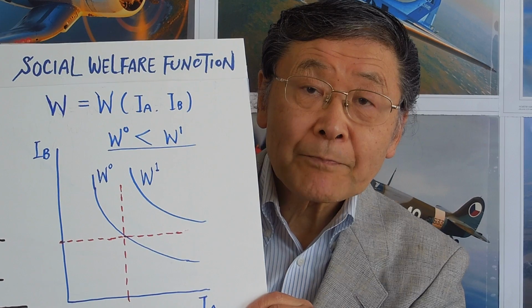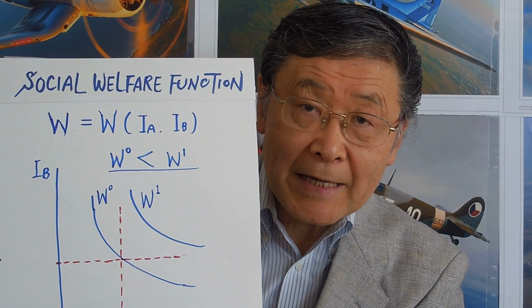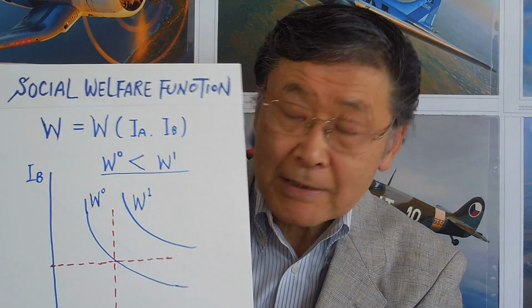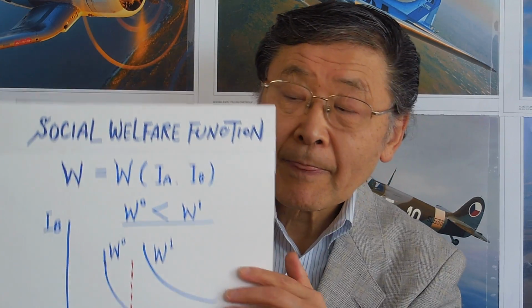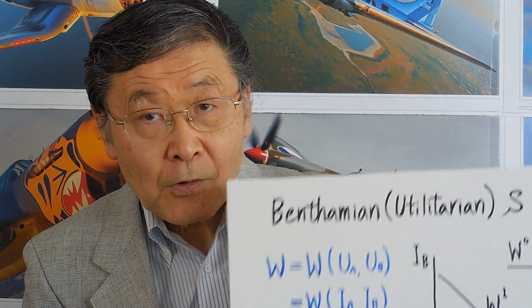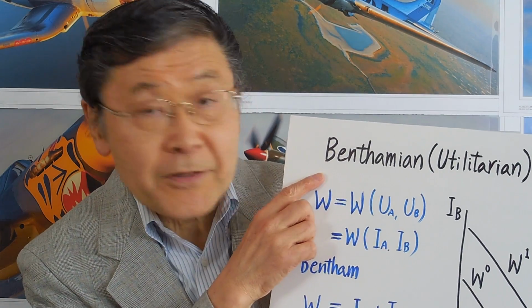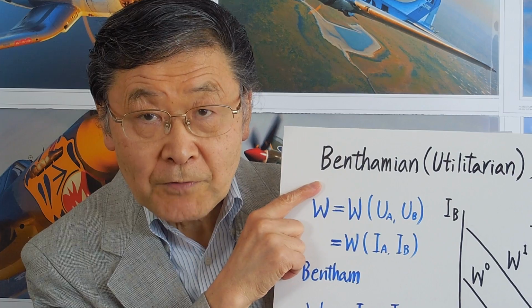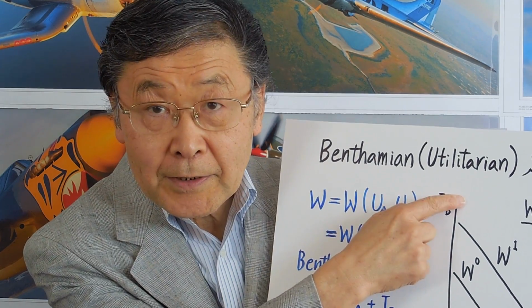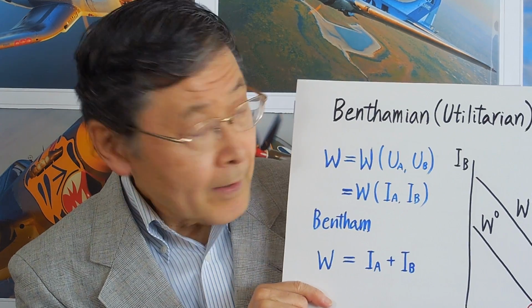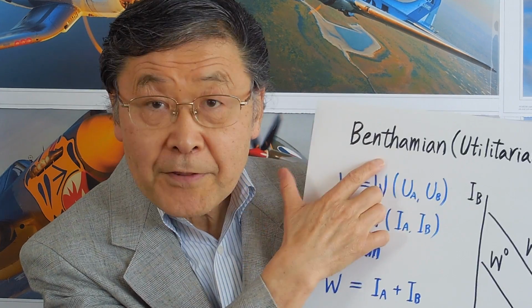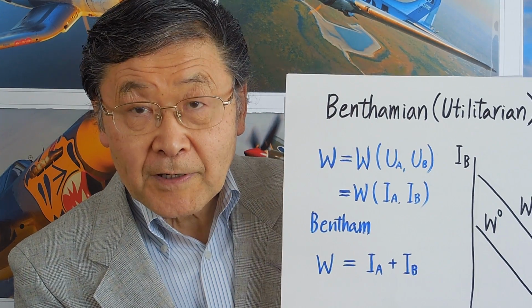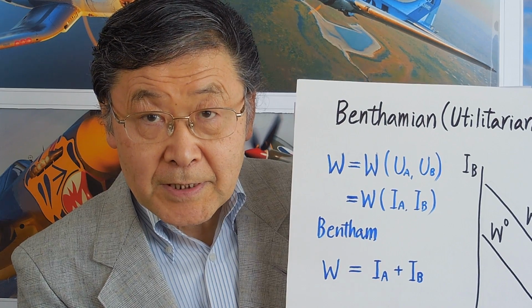We will take up two extreme cases, or two special cases, of this analysis. One is the utilitarian social welfare function, or more specifically we call it the Benthamian social welfare function, or utilitarian in general. Of course, Jeremy Bentham, a British philosopher, gave this interpretation.